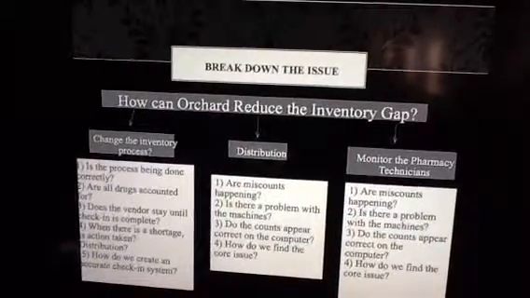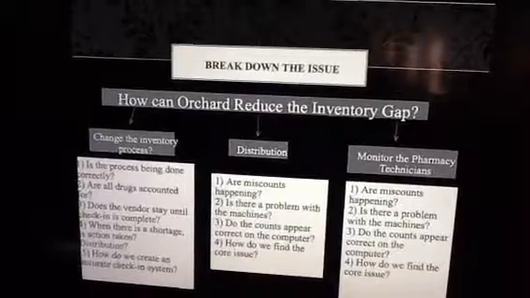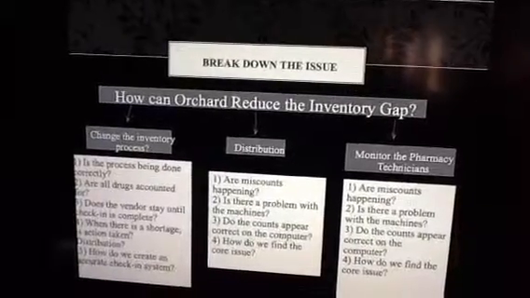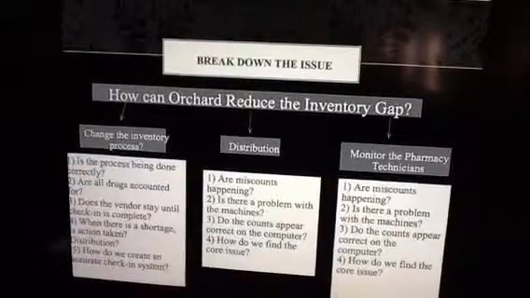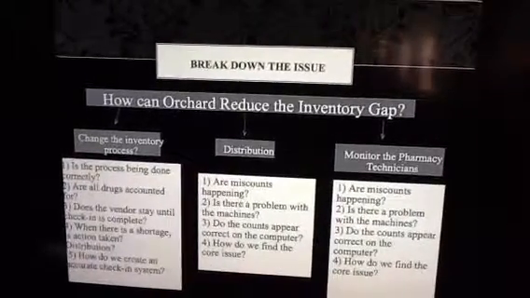For distributions, are miscounts happening? Is the problem with the machine, or do the counts appear correct on the computer? And then monitor the pharmacy technicians. Is there a problem with the machines? Do the counts appear correct? And is double counting needed in order to resolve the issues?